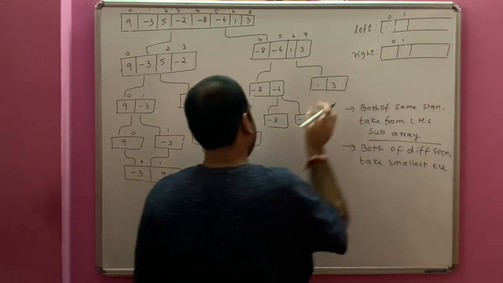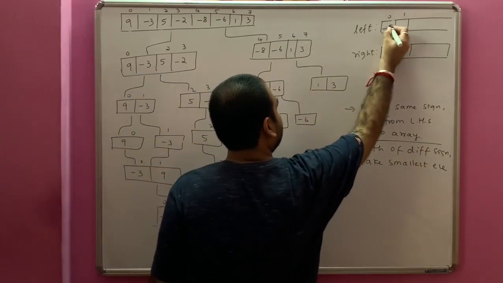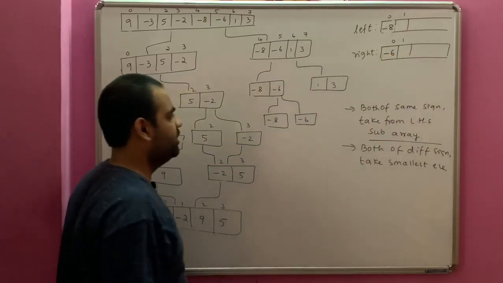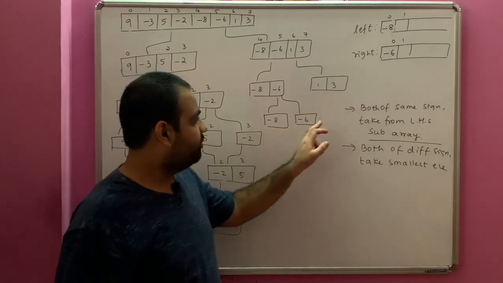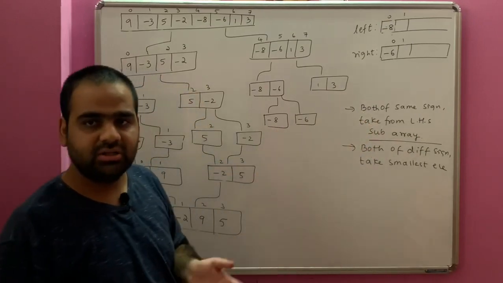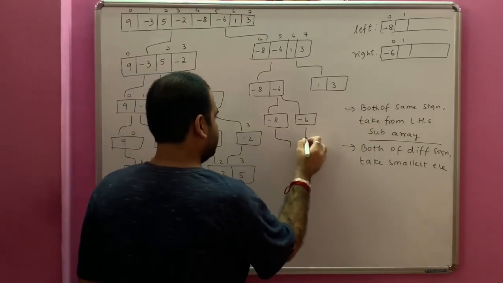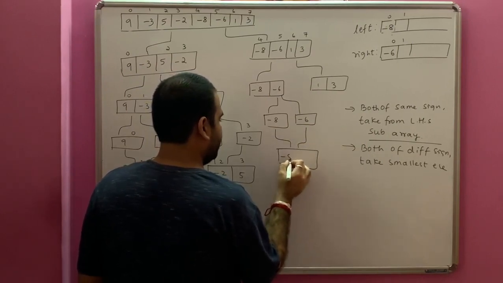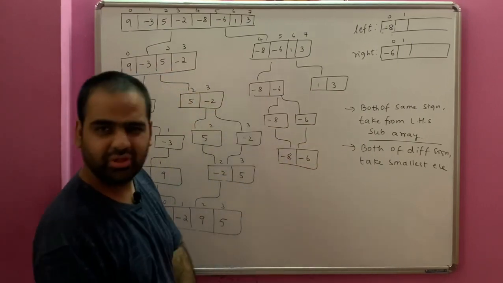Yeah, what will come on the LHS subarray? It is -8. And what will be on the RHS subarray? It is -6. Both are of the same sign. Take the element from the LHS subarray. Now, what is the LHS subarray? We take it. It is -8. Then we write -6. Needless to say this.